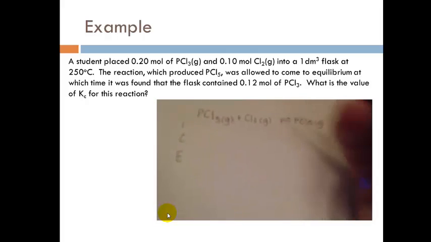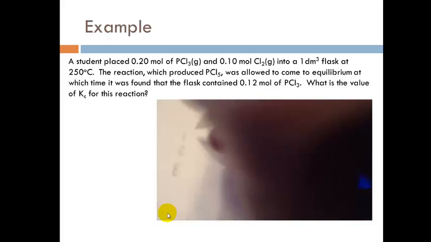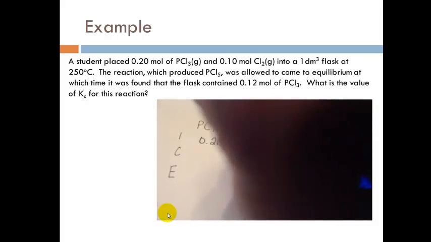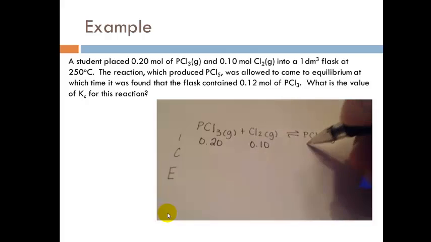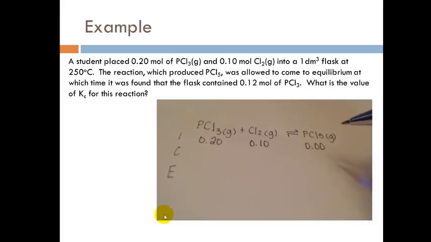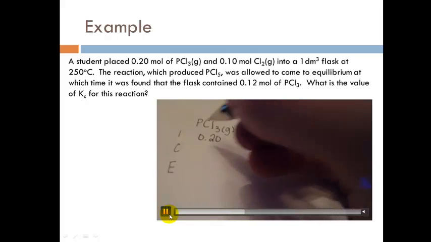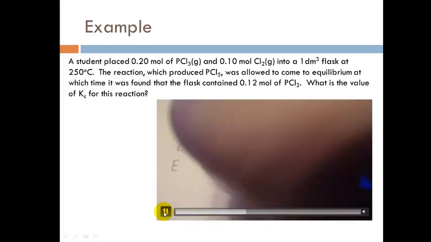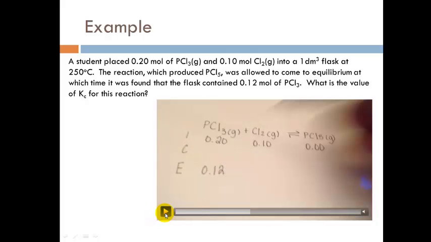Now the flask is 1 decimeter, so fortunately all of the molarities are just moles over 1. So 0.2 moles over 1 is 0.2 molar, 0.1 mole over 1 is 0.1 molar, and of course we don't have any starting PCl5, so the initial concentration of that is just 0. But we know from the question that at equilibrium it was found that there was 0.12 moles of PCl3. So 0.12 moles over 1 liter or 1 decimeter cube is just 0.12. So that is our equilibrium concentration.